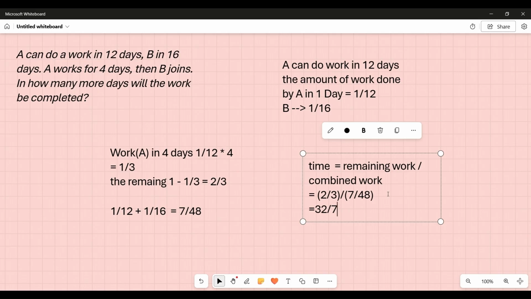Okay, so that is days. The time required to complete the entire work after B joins: before B joined, A did the work for 4 days. After B joined, the total time required is 32 upon 7 days.